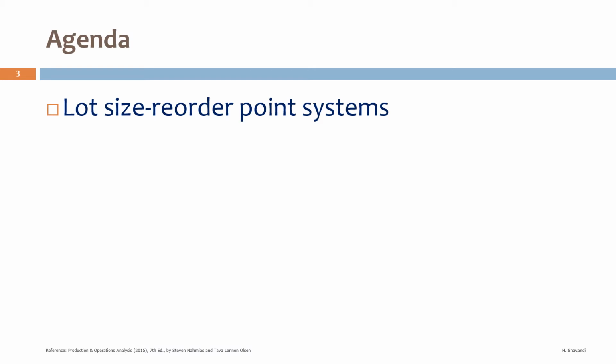So in this section, we are going to have the lot size reorder point system. So in this system, we assume that we have multiple periods and also we continuously monitor the inventory level. So we'll have a reorder point in terms of the inventory level, and also we need to obtain the order size. So because of that, this model is called lot size reorder point system.